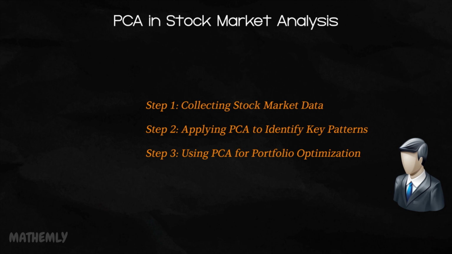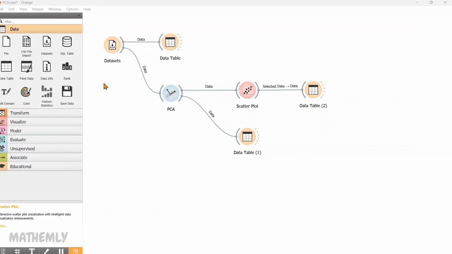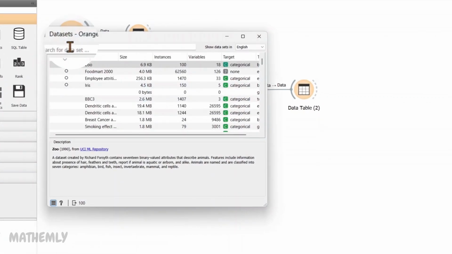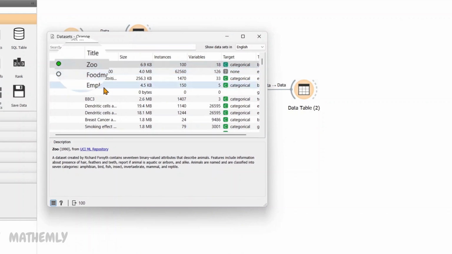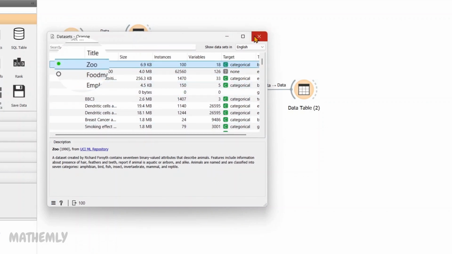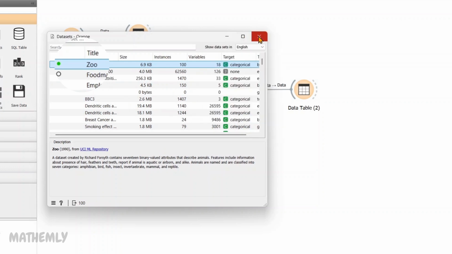Now that we understand how PCA simplifies stock market analysis, let's see it in action using Orange data mining. Now, let's take a look at how we have set up our workflow in Orange data mining to perform PCA on the Zoo dataset. First, I have added the Datasets widget and loaded the Zoo dataset, which contains different animals and their characteristics, such as whether they have hair, feathers, whether they lay eggs or produce milk.